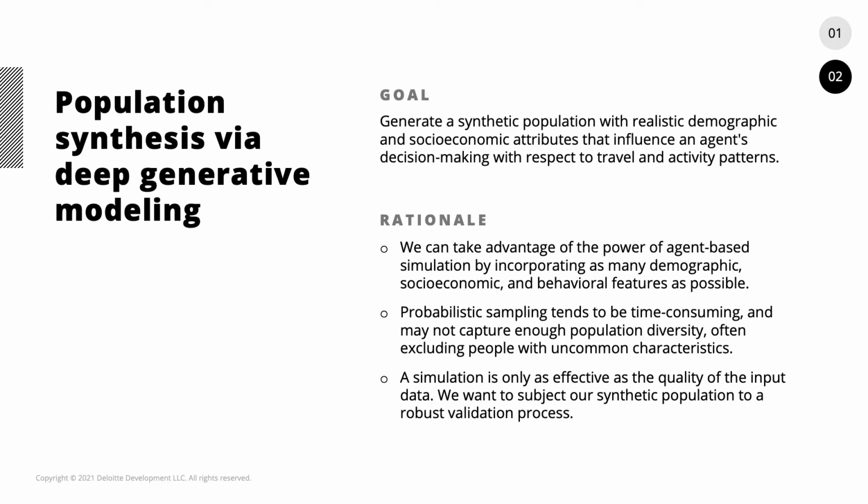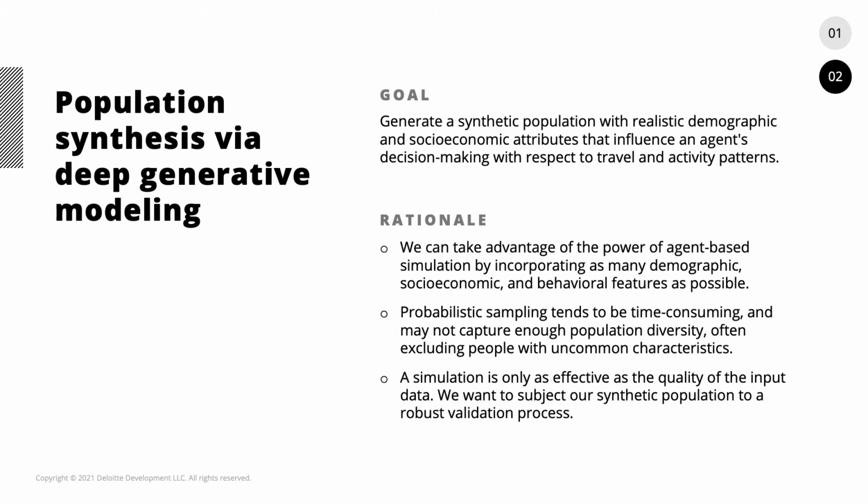The challenges that motivated us to create a robust pipeline for population synthesis have been, first, the level of detail of the synthetic population enhances the realism of the simulation. Therefore, we want to incorporate as many demographic, socioeconomic, and behavioral features as possible to take full advantage of the power of agent-based simulation. Second, probabilistic sampling has a tendency to produce a population centered tightly around the mean. A realistic population would be more heterogeneous. And finally, a simulation is only as effective as the quality of the input data. So we want to ensure that the synthetic population we use has been subject to a robust validation process.